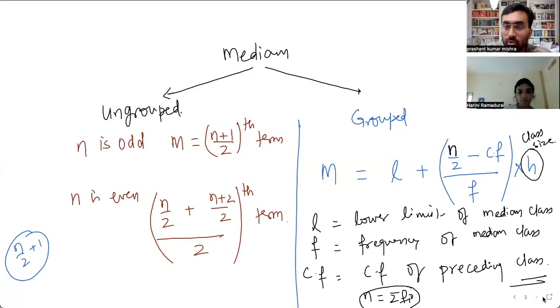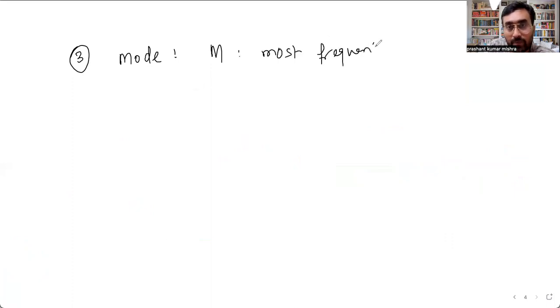Okay, so this is the measurement of central tendencies. Now we have the third thing of central tendencies, mode. Mode is given by M, and it is the most frequently occurring value.